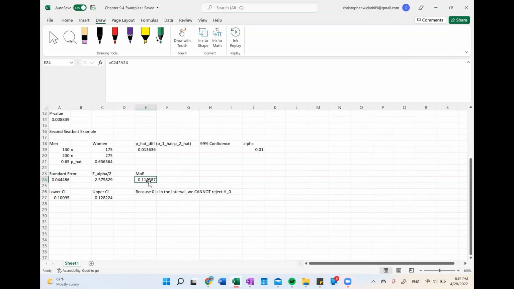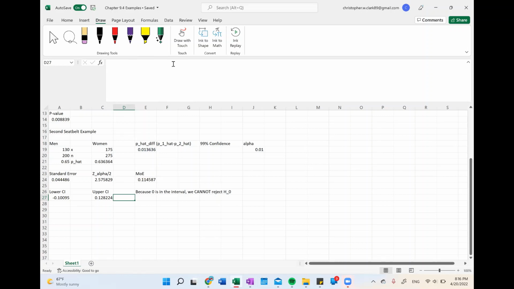So to calculate the margin of error, this is our Z alpha over 2 times our standard error, which is exactly what we did. We just did C24, which is the Z alpha over 2 times A24, which is the standard error. So now to calculate these, we're going to take our P hat difference, P1 hat minus P2 hat, and we're going to just subtract the MOE, and you get negative 0.1, and then you're going to take this 0.13636, our E19, and we're going to add the MOE, and you get 0.128 roughly.